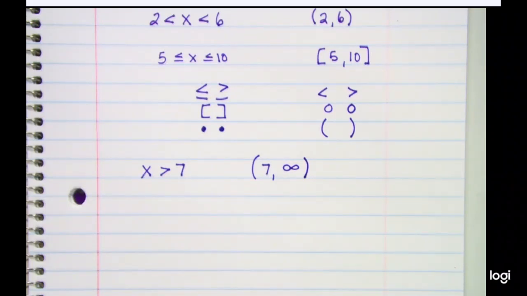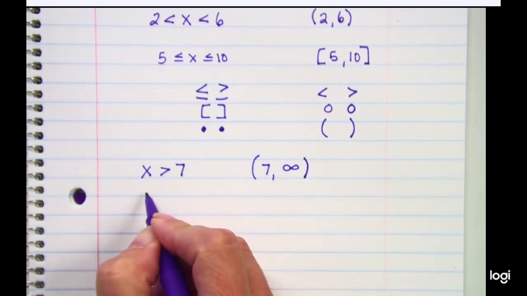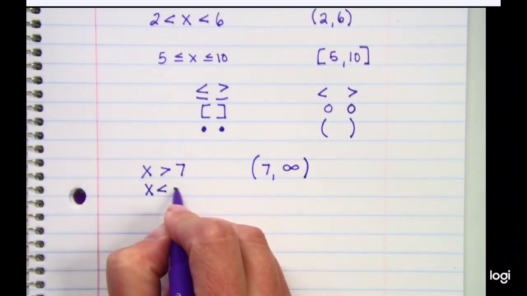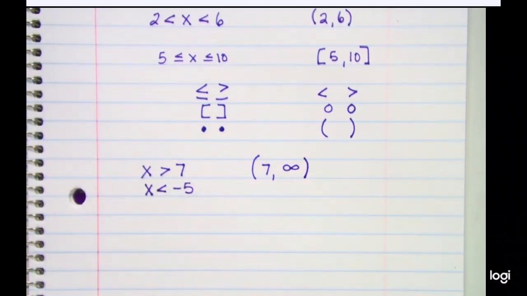Question? No? You just look like you might have a question. Okay, let's go the other direction. x is less than -5.